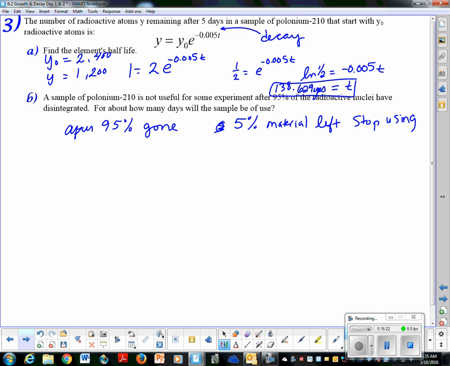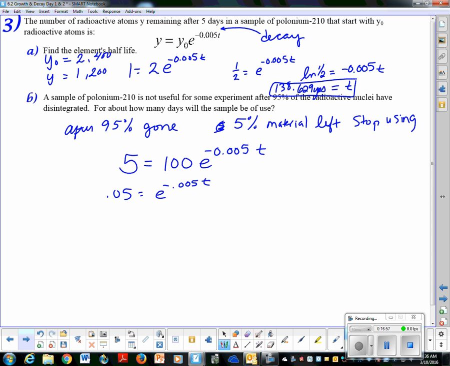I think then I would want to set this up that when I get down to 5 and I had started with 100, I want to find out the time that it took to do that. And that'll tell me how long the sample is useful. 0.05, and then the time it takes for that to happen. And then it's just going through and solving it out. I'd have 0.05 is equal to e to the negative 0.005 t.